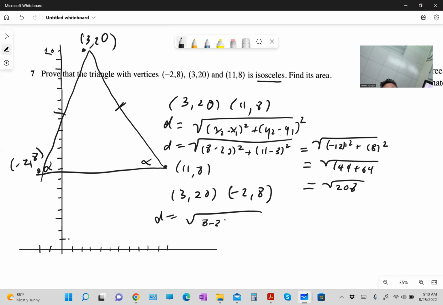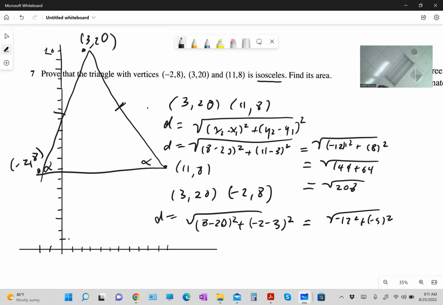8 minus 20 squared plus -2. It's not going to come out the same. That one doesn't come out the same. This is not a good thing. So we got 100. Basically, we're going to have -12 squared plus -5 squared. So that comes out to 144 plus 25, and that's 169, comes out to 13.